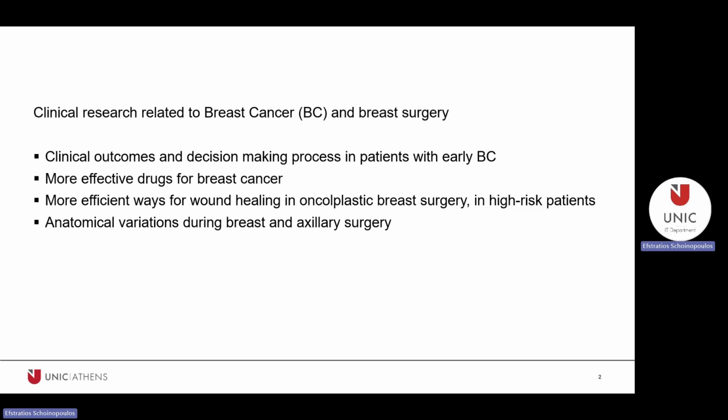So, as I said, my main focus is on clinical research. We study clinical outcomes and decision-making process in patients with early breast cancer. You see a patient with breast cancer, you have to decide what is the optimal treatment, and you have to see whether this treatment worked better than another treatment. We need to see which are the most effective drugs for breast cancer, most efficient ways for wound healing in high-risk patients. When you operate on a patient, you want the patient to have a good wound healing and go home without complications. So are there any ways to enhance that?